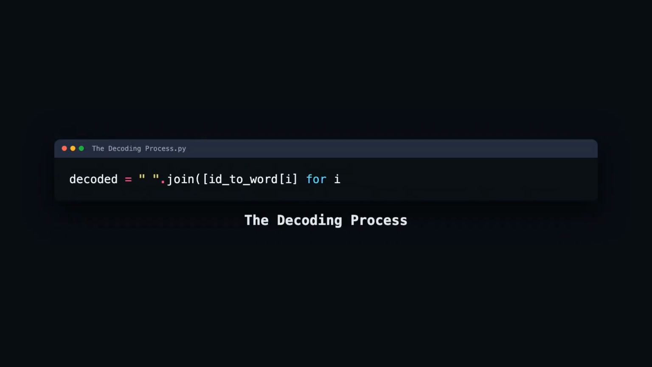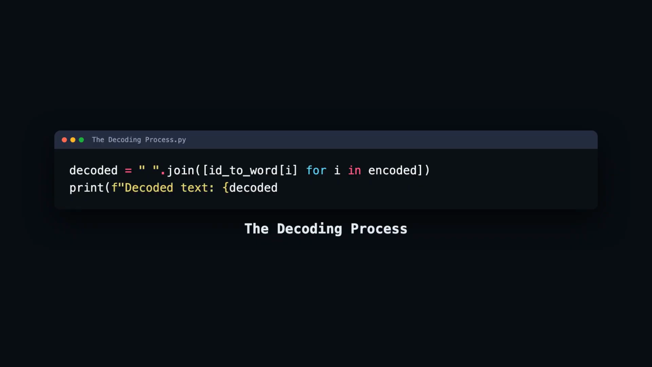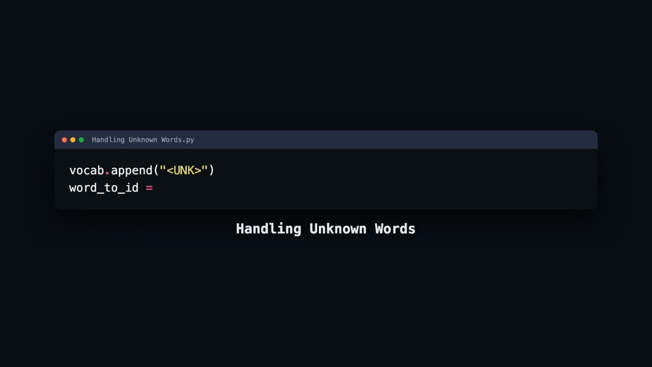Decoding is the exact inverse of encoding. We take the list of integers and map them back to words using our ID to word dictionary. Finally, we join these words back together with spaces to reconstruct the sentence. Notice that we are simply retrieving the original strings. This confirms our mapping is bidirectional and lossless for the words we know.